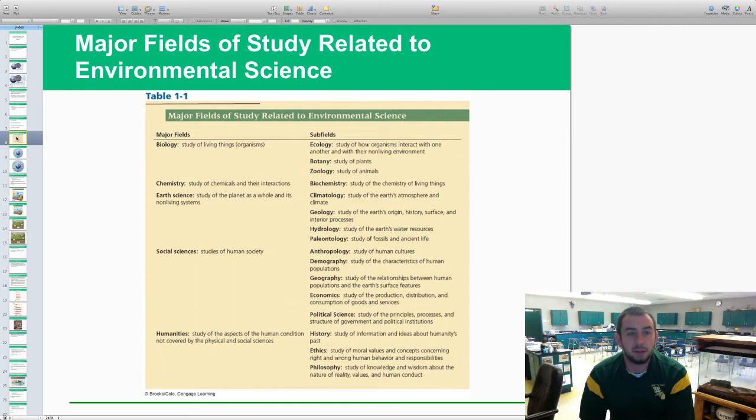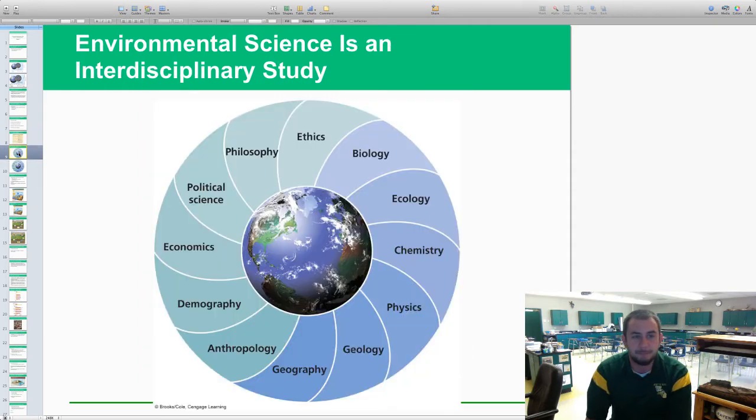So let's take a look at some of the fields related to environmental science. We've seen biology, chemistry, earth science, social sciences, humanities. Those are the major fields, and all of them are interrelated. Then you have the subfields like ecology, botany, the study of plants, zoology, the study of animals, biochemistry, looking at the chemistry of living things, climatology, geology, paleontology, and the list just goes on and on. Those are a few of the things that are going to be talked about in environmental science this semester. And it's just a different graphical way of looking at all the different disciplines making up environmental science, or our globe.